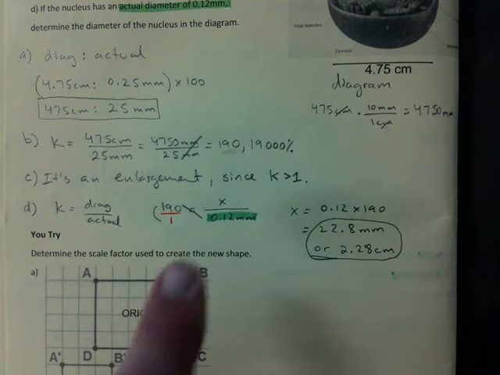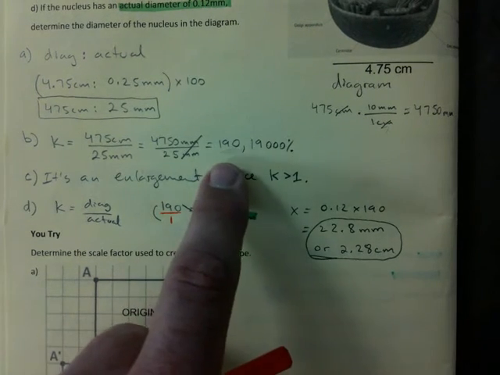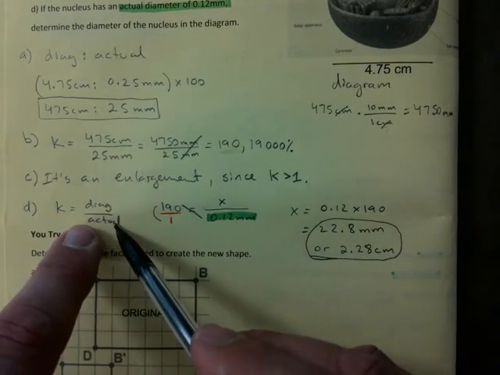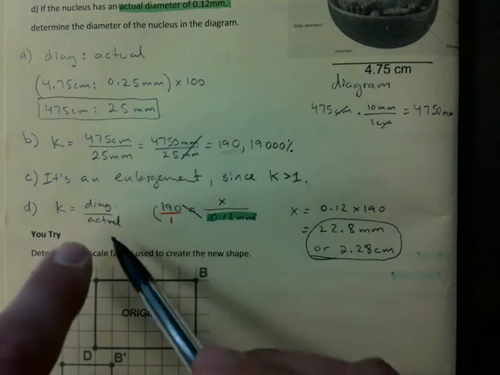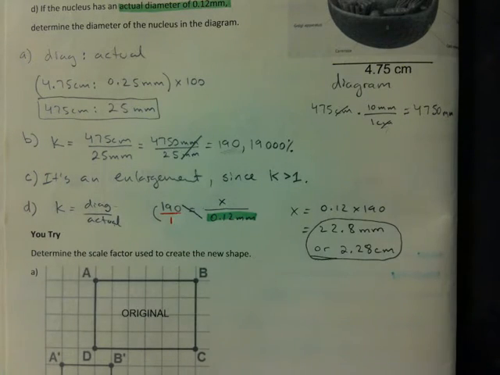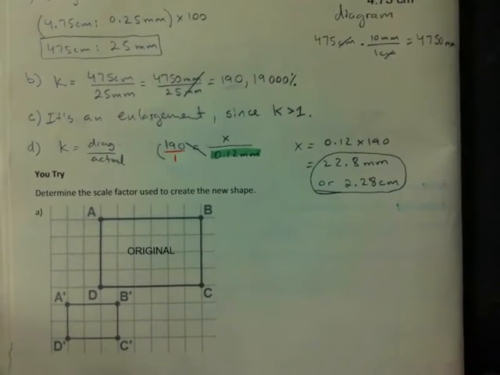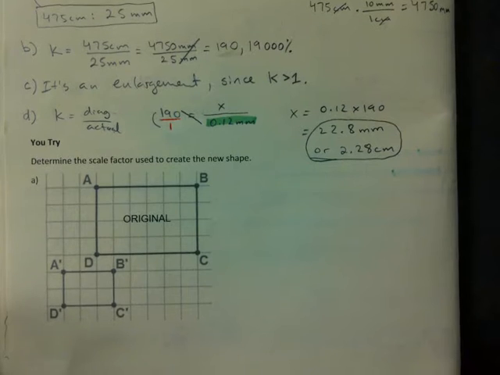So once you have this, once you have the 190, right? Once you have K, I could give you the actual, give me the diagram, or vice versa, right? You can just find anything like that. So scale factor is very important to find, and then you can do anything you want, okay?